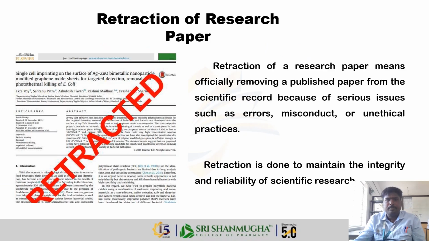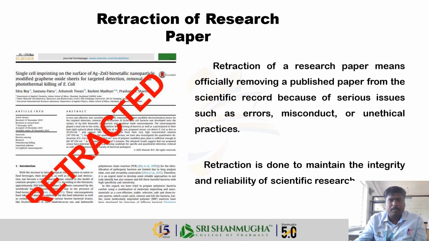Today my topic is retraction of research paper. Retraction of research paper means officially removing a published paper from the scientific record because of serious issues such as errors or scientific misconduct or unethical practices like plagiarism or using someone's research paper images for your own without citations. If you follow unethical practices, the journal will officially remove your paper from the journal. It is called retraction of research paper.